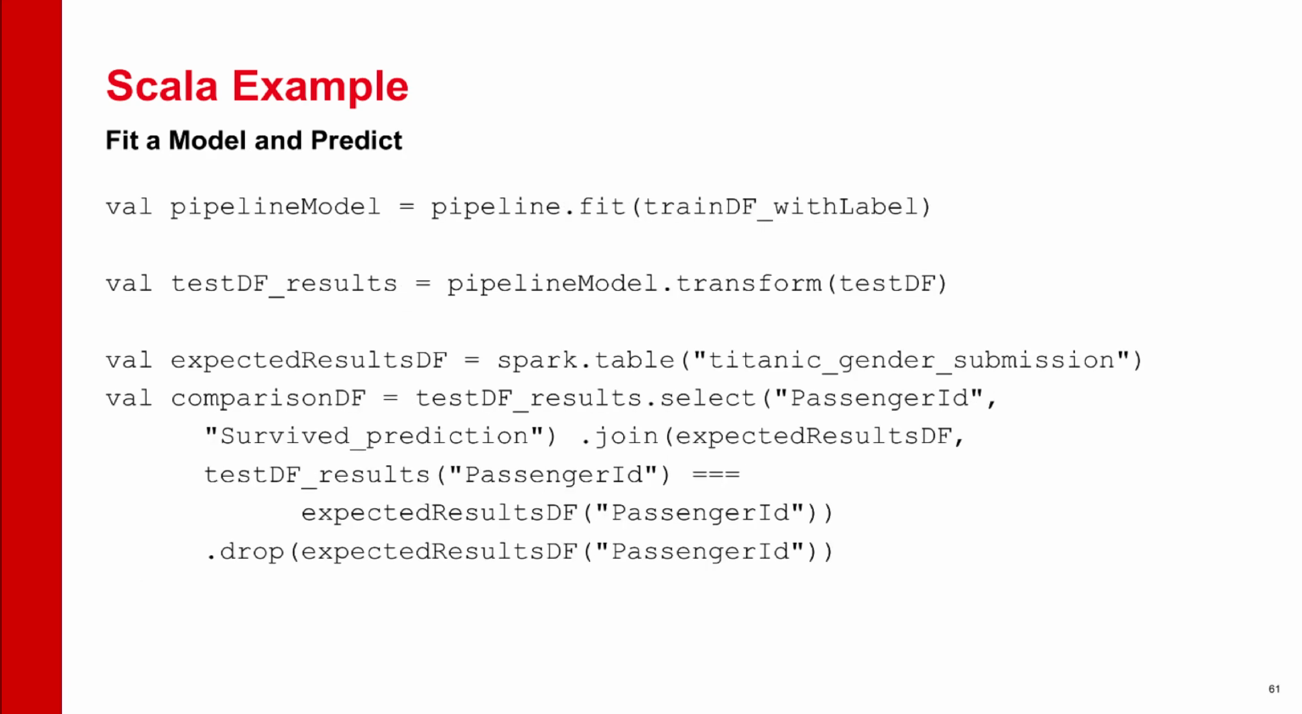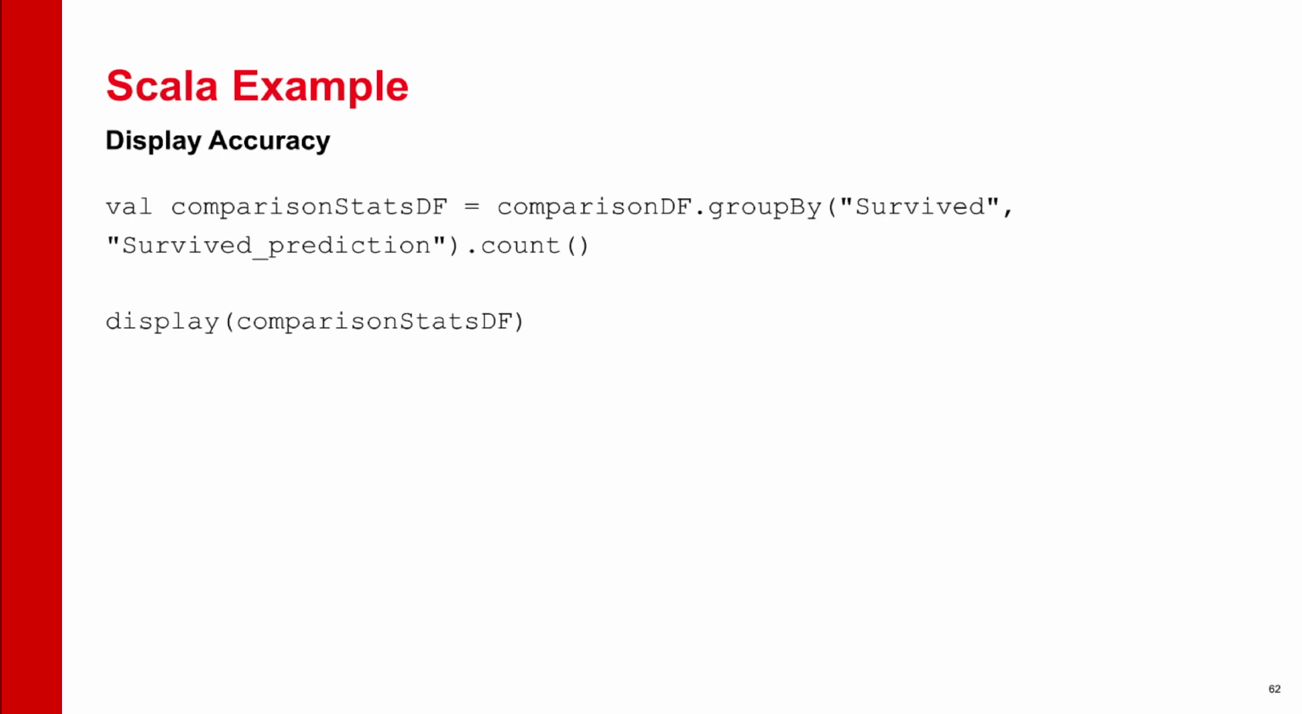re-implement a lot. I set up the pipeline and I fit it. And I get the results back and prepare that process. I drop the passenger ID so that I can perform my accuracy calculation. And then I display essentially my accuracy and predicted values.